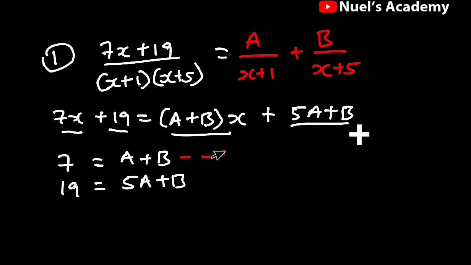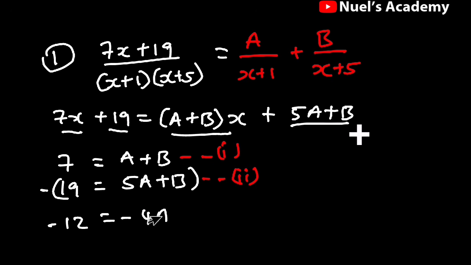Let's call this equation I and this equation II. So we're going to solve these two equations simultaneously, and so let's subtract equation II from equation I. 7 minus 19 is equal to minus 12. Then a minus 5a is equal to minus 4a. Then b minus b is equal to 0.